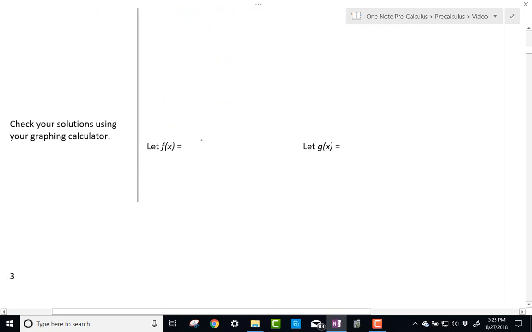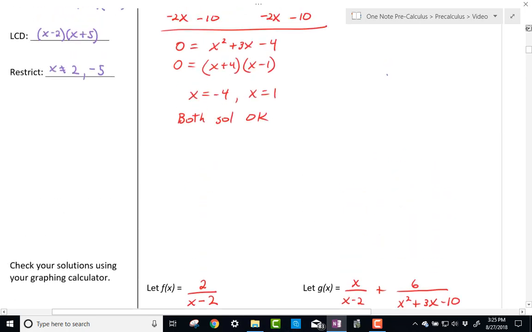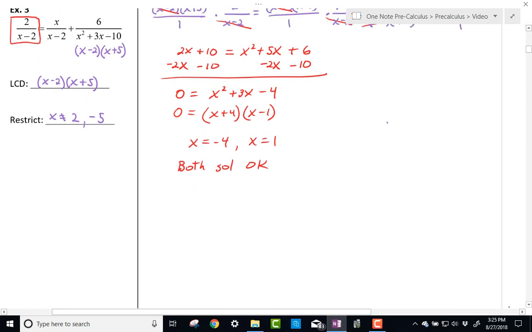So I'm going to let f of x equal 2 over x minus 2. And I'm going to let g of x equal x over x minus 2 plus 6 over x squared plus 3x, excuse me, minus 10. And yeah, I'm not using the factored form because I'm going to use the calculator anyway. Alright, so let's just double check that. Yep, looks like we're doing pretty good there.